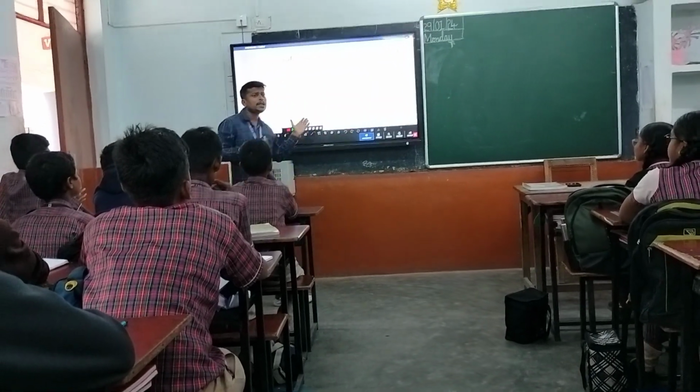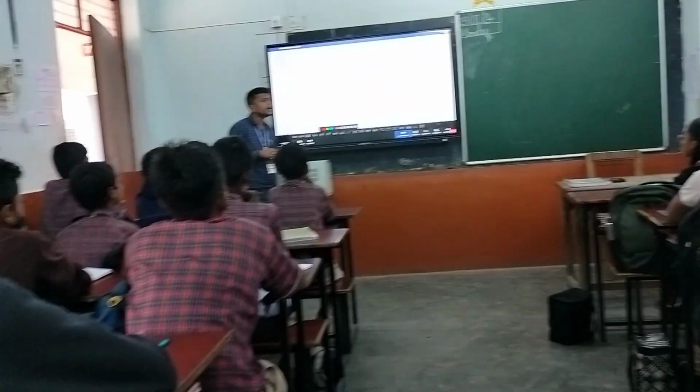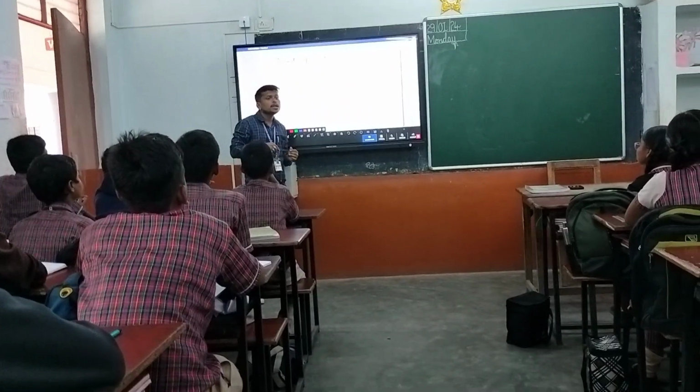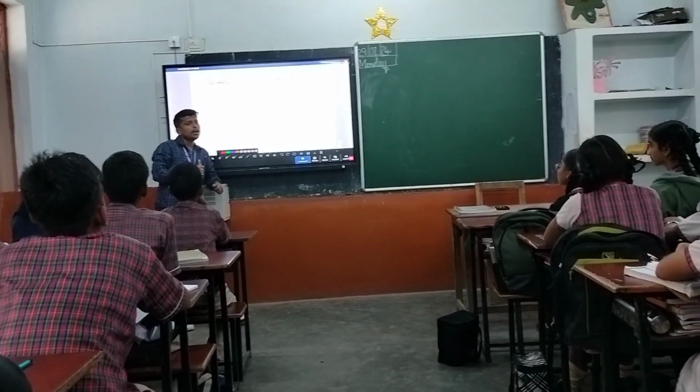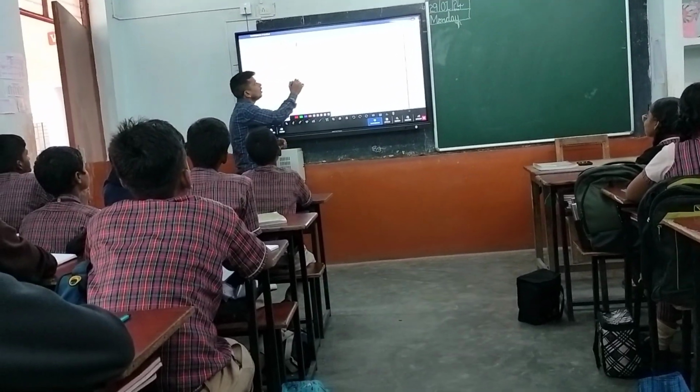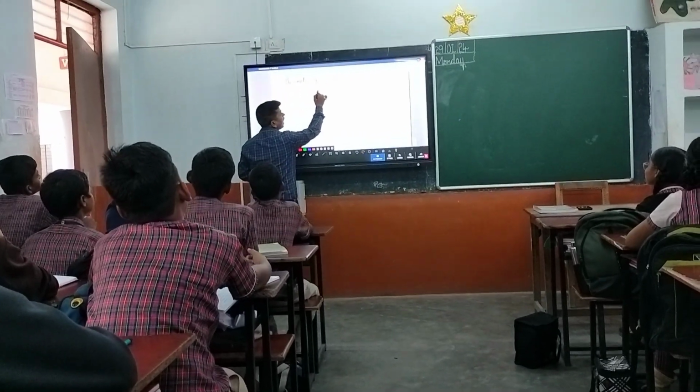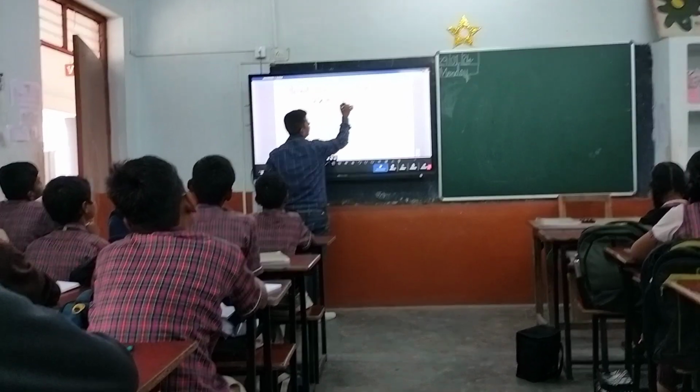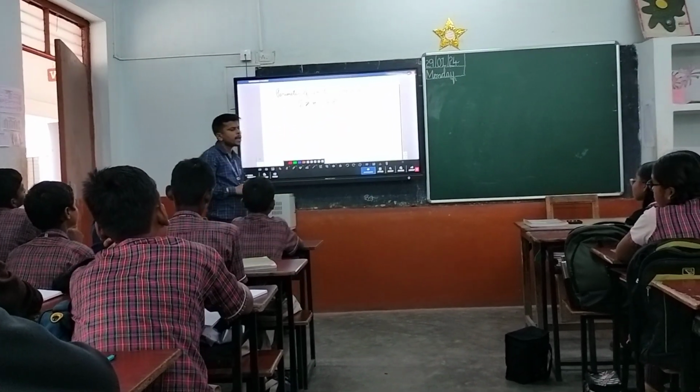Now perimeter of the circle means what? Anyone? Perimeter of the circle means circumference of the circle. Very good. And what is the circumference of the circle? 2 pi r. Very good. So we will write it 2 pi r is equal to 4 into 22, 88.